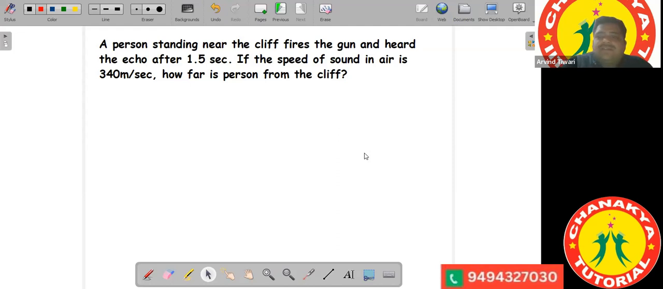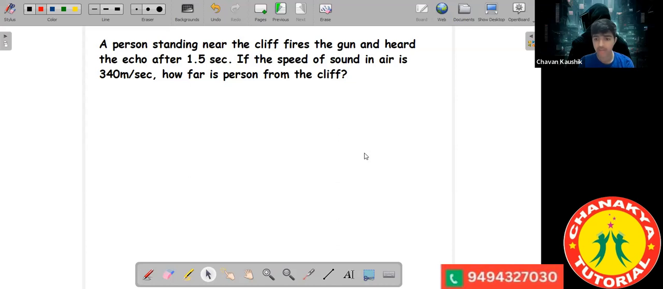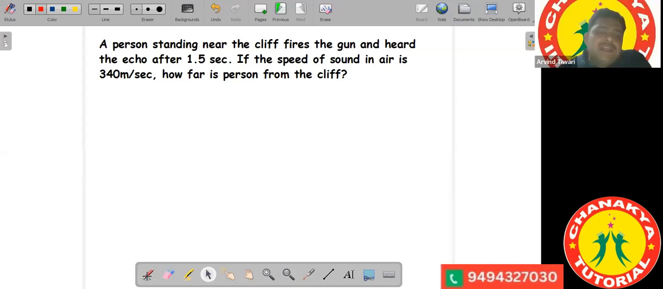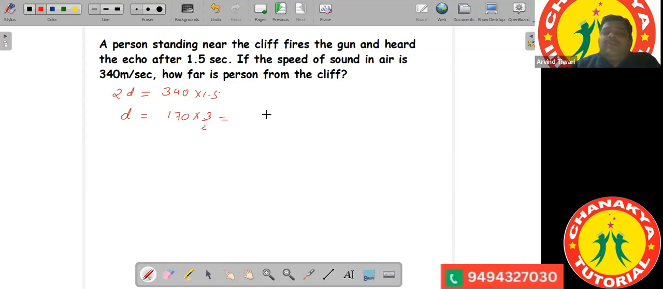Okay, did you get the answers? It's the same thing as the last question. Yeah, the same thing. You have to do 2D will be equal to speed into time. That's 340 into 1.5. And D will be equal to half of this. So that's 170 into 1.5, or you can make it 3 by 2. So multiply and divide.